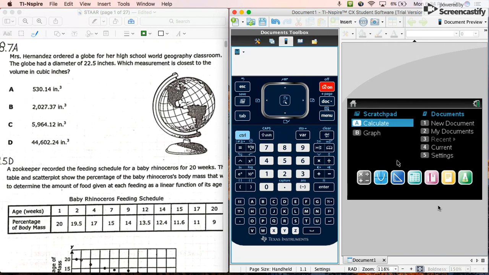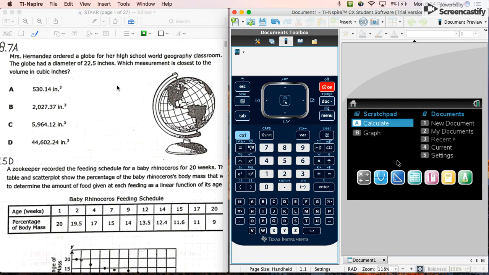We're going to start with problem number 1, which has a TEKS 8.7A. So let's just jump right into it. It says, Ms. Hernandez ordered a globe for her high school world geography classroom. The globe had a diameter of 22.5 inches. Which measurement is closest to the volume in cubic inches?